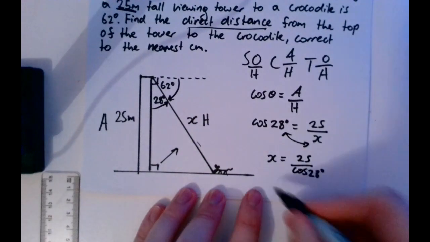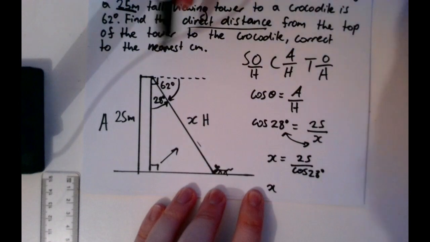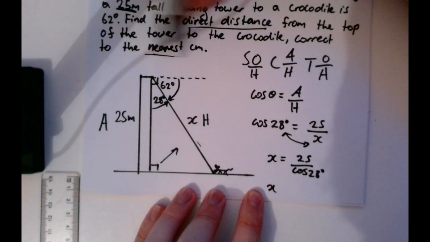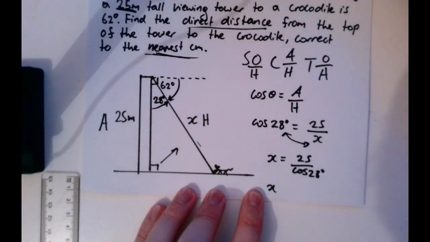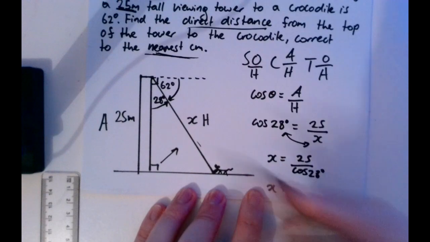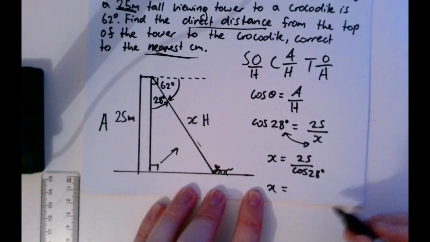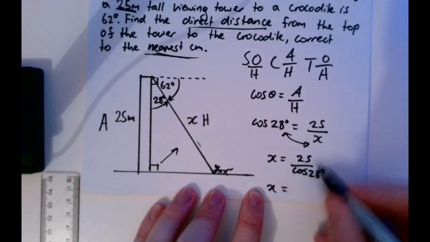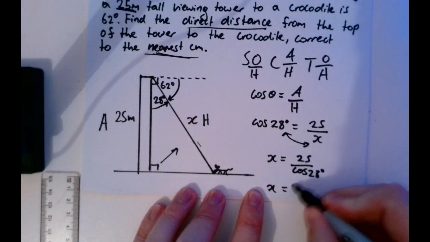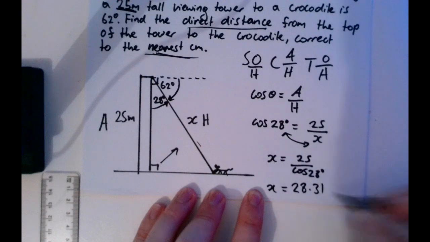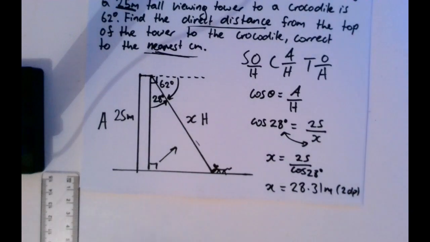Now, putting this in on our calculator, the last piece of information that we need to work out on this question is that it is going to the nearest centimetre, which in this particular case, since we're working with metres, means 2 decimal places. So once you put this value in on your calculator, you end up with 28.31 metres to 2 decimal places. I hope that helps.